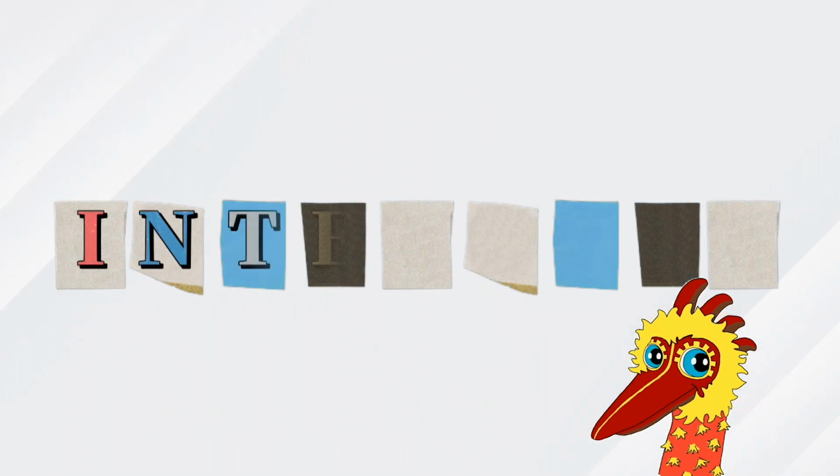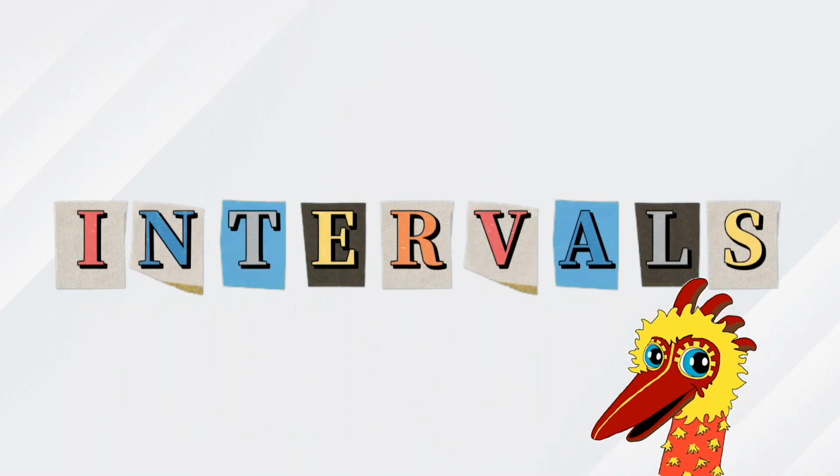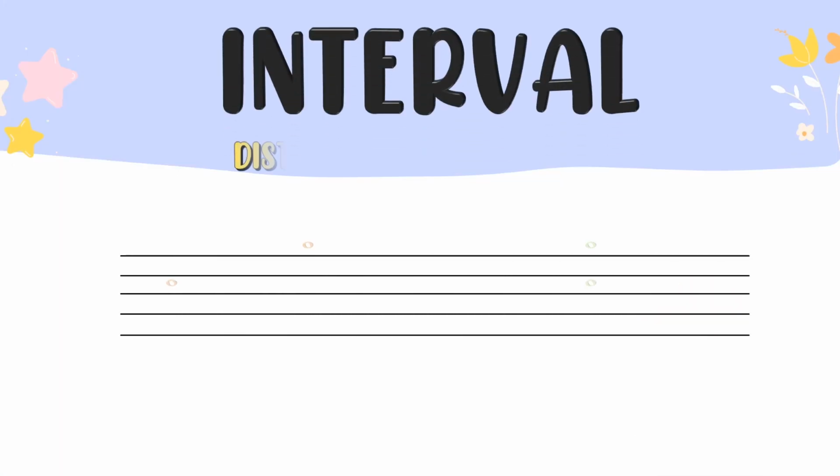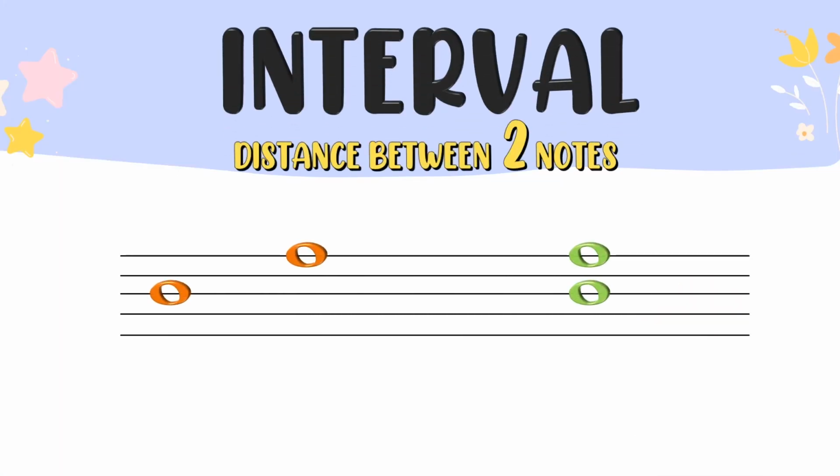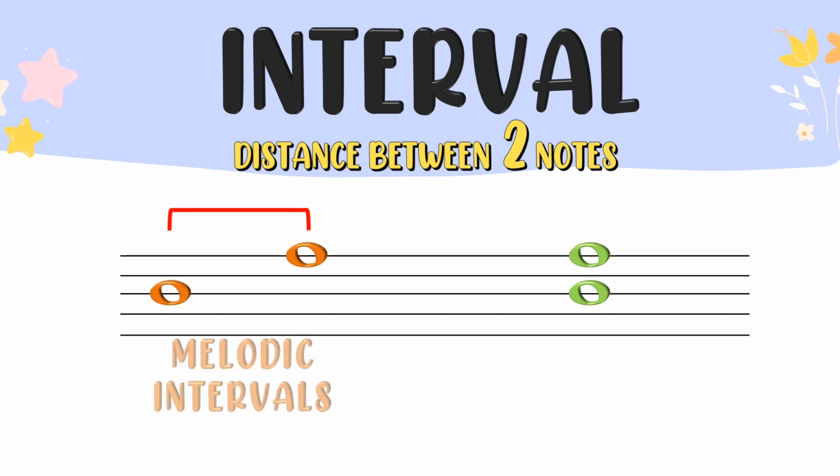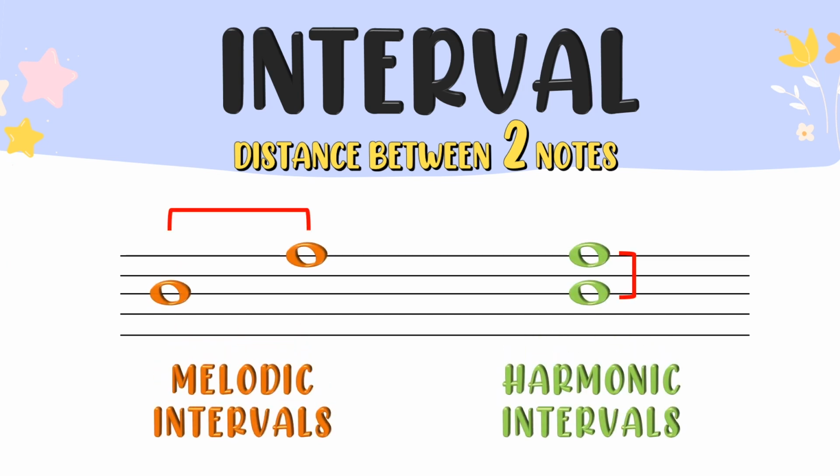And we'll be looking at intervals today. Intervals. Yay! An interval is the distance between two notes. We have two types of intervals, melodic intervals and harmonic intervals. For melodic intervals, notes are played one after another. For harmonic intervals, both notes are played together.